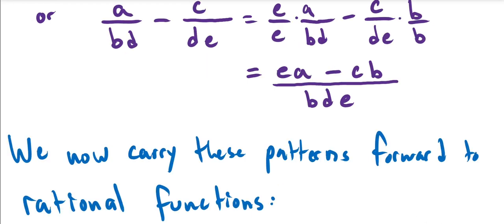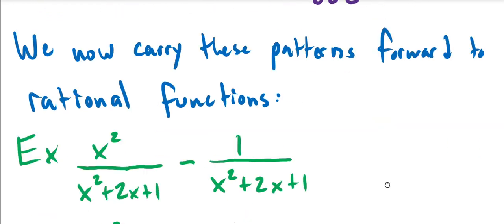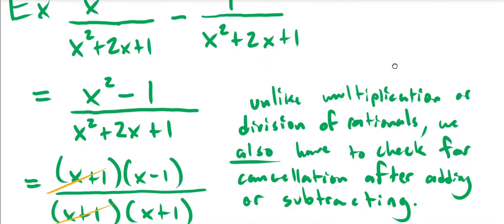So let's take these examples and patterns forward and apply them to the rational functions, the fractions of polynomials. If I have something like this, x squared over x squared plus 2x plus 1 minus 1 over x squared plus 2x plus 1, well, the bases already match. And so I can just subtract the numerators freely.